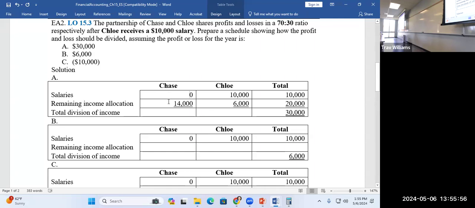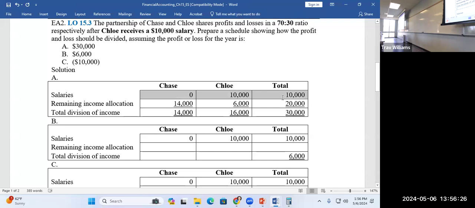The next step, you're going to add the columns. Chase gets a total of 14,000. Chloe, even though she gets a smaller percentage, because she has a salary, she gets 16,000 of capital. And then you can double check your answer, because if you add these together, you should get the total, right? 14,000 plus 16,000 equals 30,000.